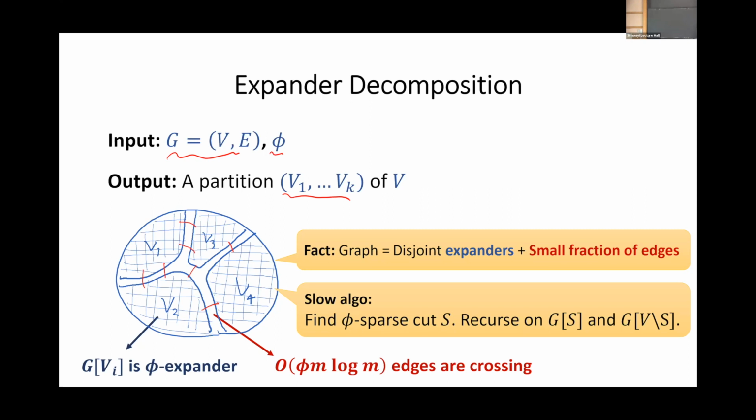And now you can also show quite easily that the number of edges crossing will be like phi m log m. Phi here comes from the fraction of a phi sparse cut, and log m here comes from the fact that when you find a phi sparse cut, you can charge the cut edges to the smaller side, and each node can be on the smaller side at most log m times. That's the high level idea, but it's not hard to show this.